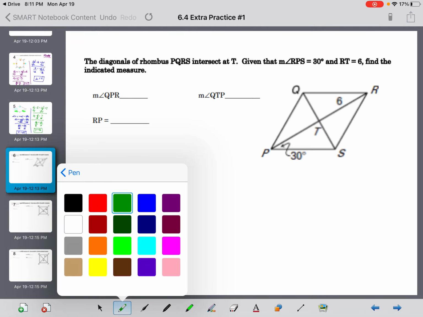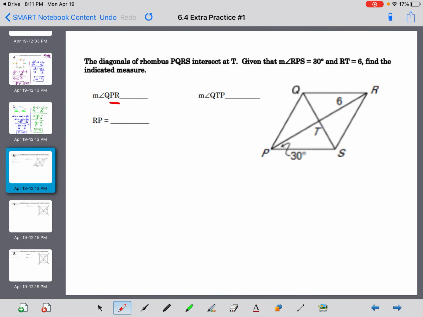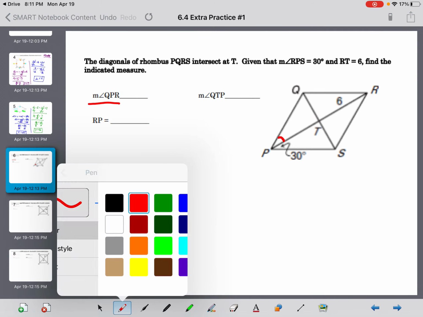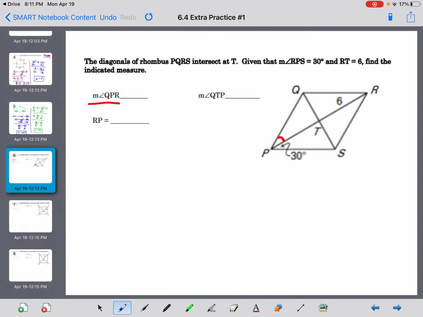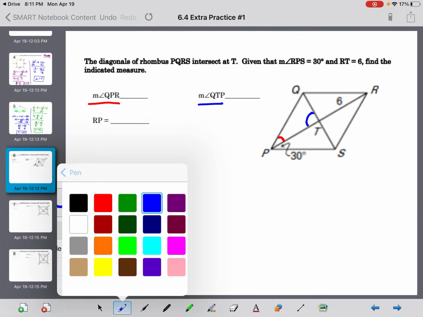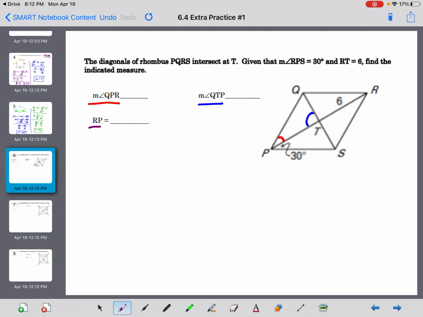The measure of QPR, so I'm just going to point these out. The measure of QPR is this tiny angle here. The measure of QTP, and let's do that in blue, I guess, is this angle right here. And side RP, which I guess we can do in purple, is this side right here.